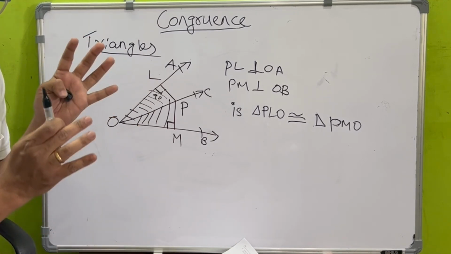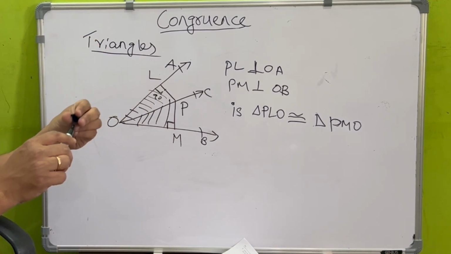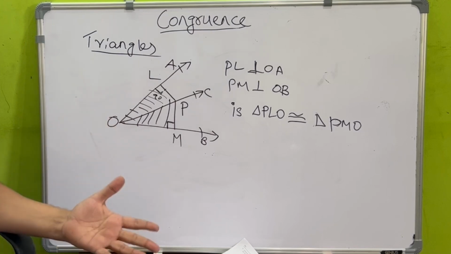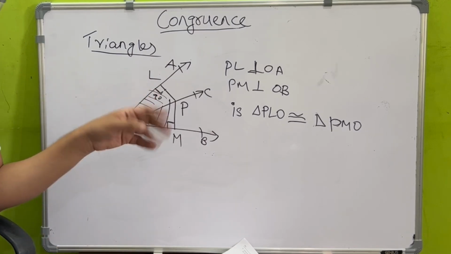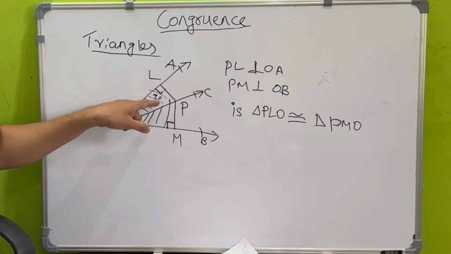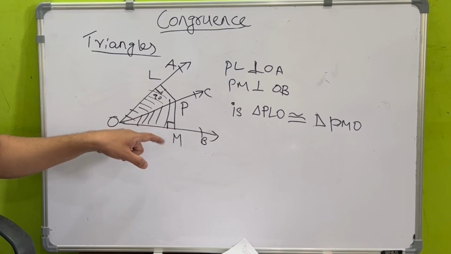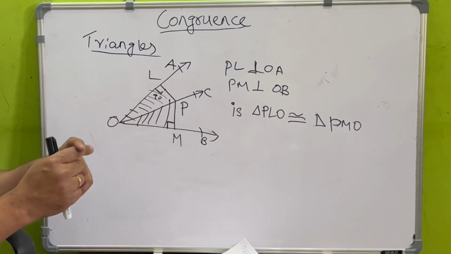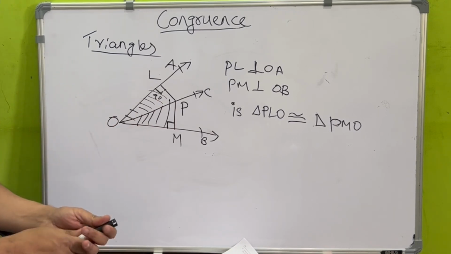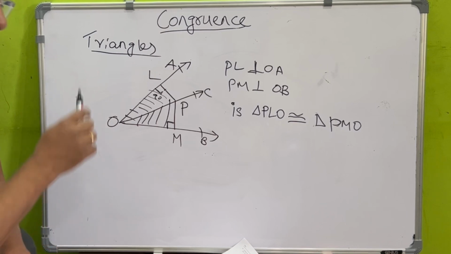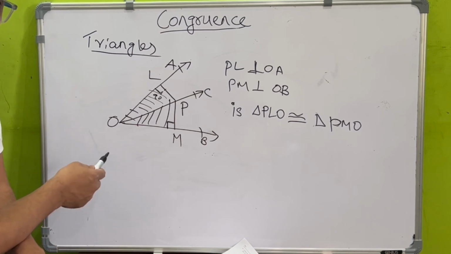So we need to think about the four scenarios. Using which case can we solve this problem? Because we immediately identified these two as right angle triangles. We have four conditions, right? The fourth one is RHS. Yes, you are right, right angle triangle. Using that case, we can solve this.